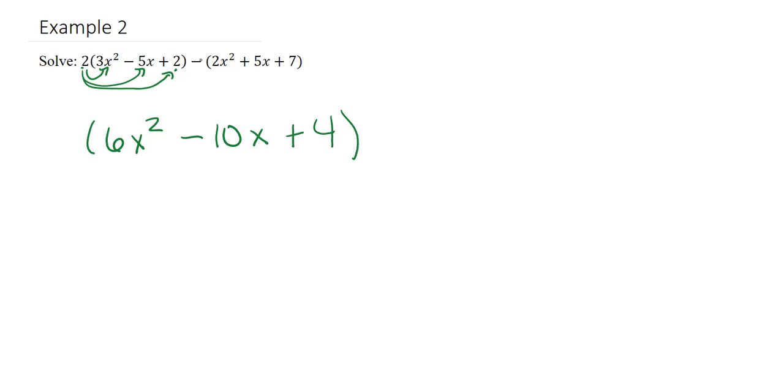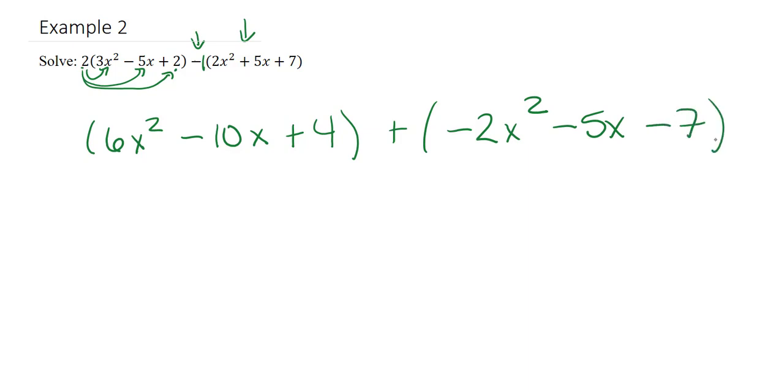Notice on the second distributive property, it looks like we don't have to do anything, but really there's a negative. We need to distribute that because it's really saying negative 1 times all these terms. So we have negative 1 times 2x squared, so that would be negative 2x squared. Negative 1 times 5x is minus 5x. Negative 1 times 7 is minus 7.